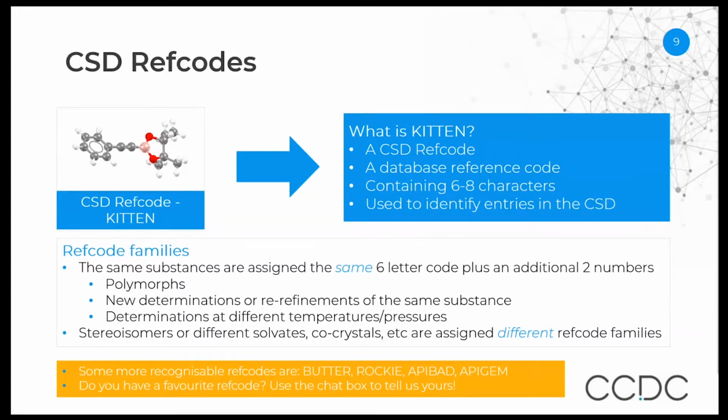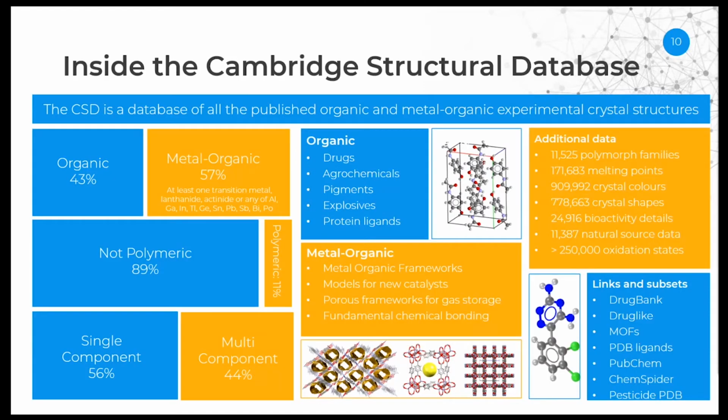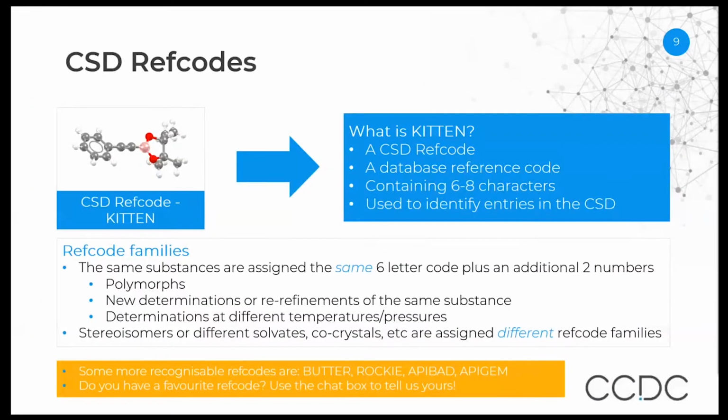And so we class same substances as things like polymorphs of the same substance, new determinations or re-refinements of the same substance, or determinations at different temperatures, pressures, etc.